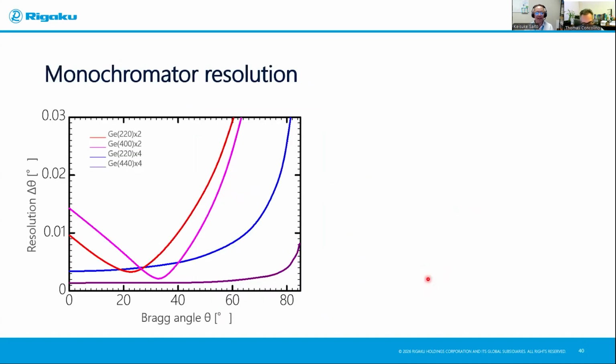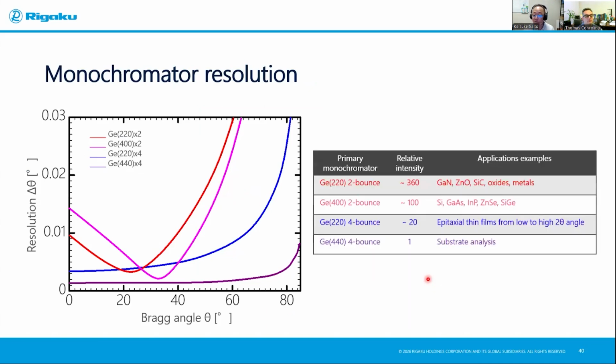All right, let me show you. This is a dispersion diagram, or resolution versus Bragg angle, in the horizontal direction. For 2-bounce, red and pink, you see a hockey stick shape, like a V shape. That means the resolution really depends on the Bragg angle, while the 4-bounce monochromator provides a stable, constant resolution over a wide Bragg angle range. Intensity is also different, with relative intensity scale here. 2-bounce monochromators provide more intensity compared to 4-bounce. And those are the typical applications.